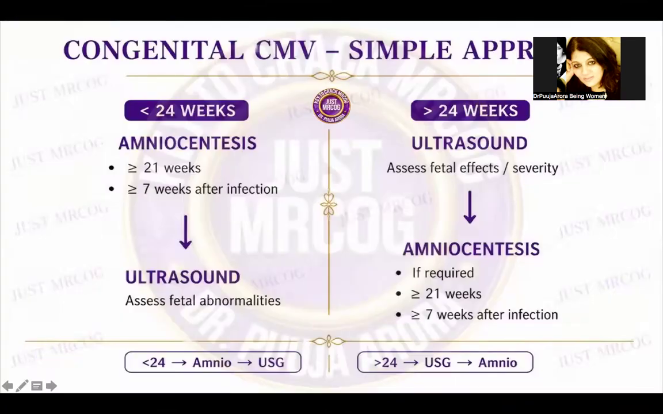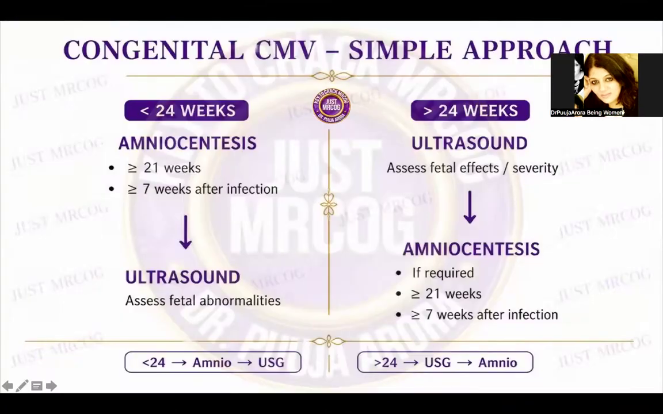Very first thing which you have to remember, a simple approach: when it is less than 24 weeks, cytomegalovirus, congenital cytomegalovirus, very basic thing. When it is less than 24 weeks, we offer amniocentesis first, then ultrasound. Though, if it is after 24 weeks, we always offer ultrasound first, then amniocentesis. That's the basic difference which you have to remember.